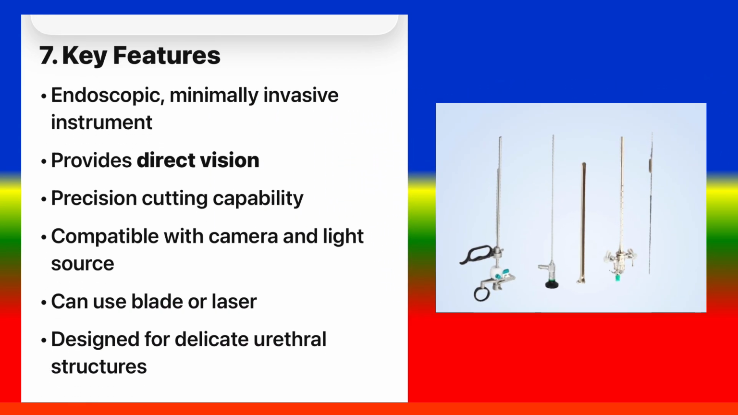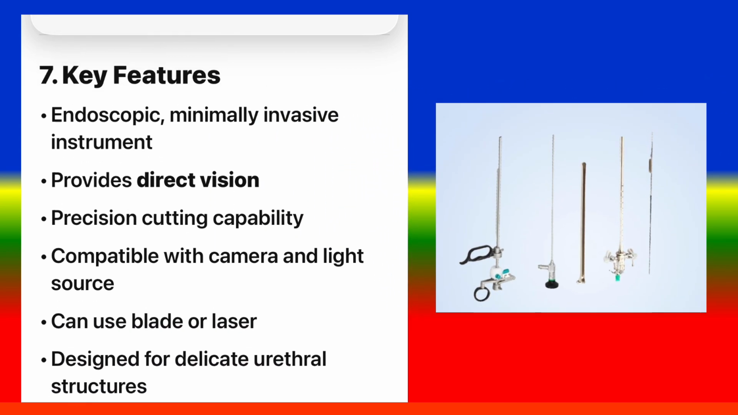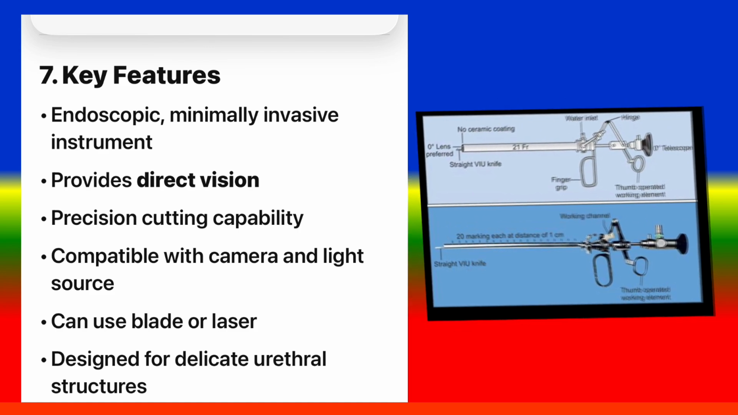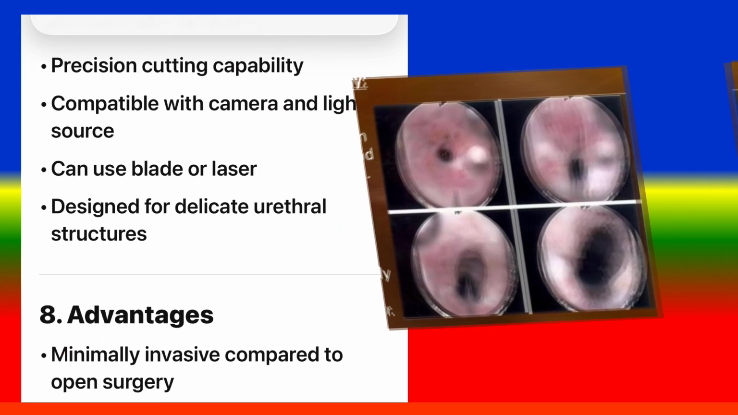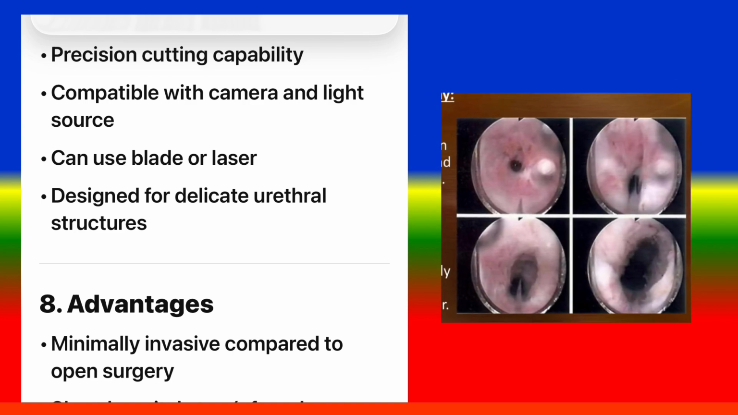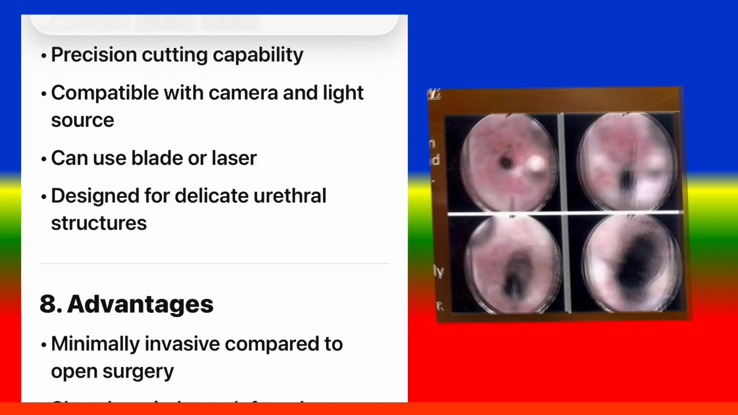7. Key features. Endoscopic, minimally invasive instrument, provides direct vision, precision cutting capability, compatible with camera and light source, can use blade or laser, designed for delicate urethral structures.